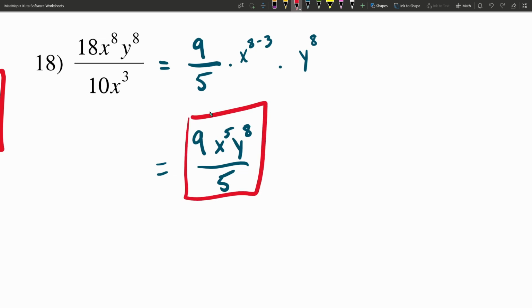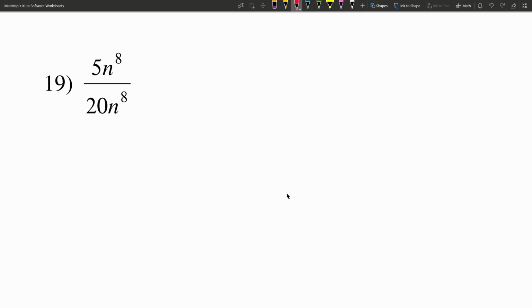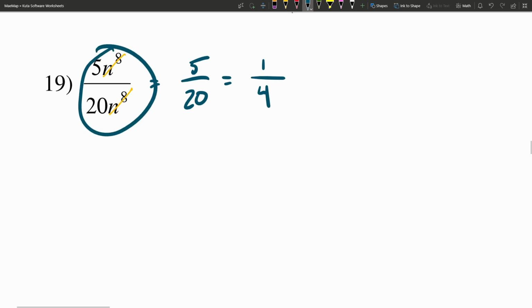Let's move on to number 19. For number 19, we have 5 n to the 8th over 20 n to the 8th. Look what we got. n to the 8th divided by n to the 8th is n to the 8 minus 8, or n to the 0, which is just a 1. So here we have just our coefficients of 5/20ths, which can be simplified down because both are divisible by 5. 5 divided by 5 is 1, and 20 divided by 5 is 4. So 5 n to the 8th over 20 n to the 8th is equal to 1/4.